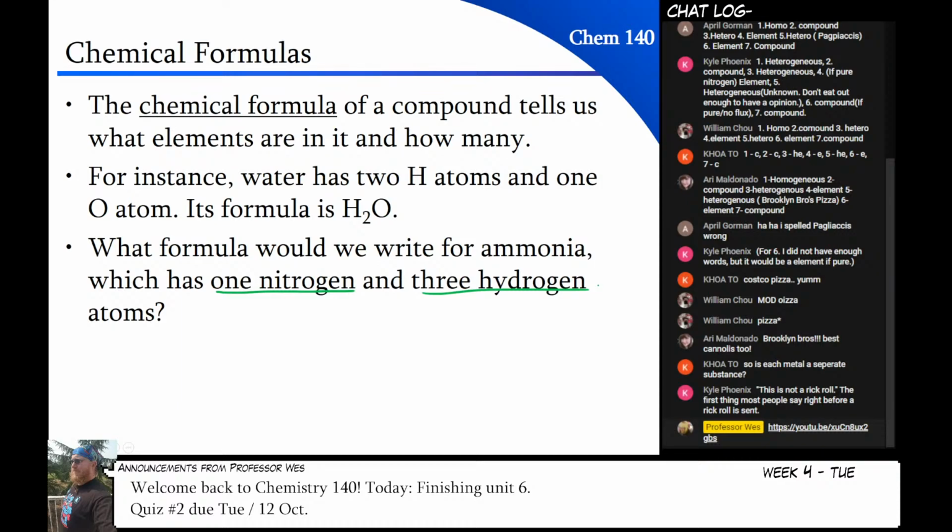Maya says that it's NH3. So we'll write that. NH3. There you go. Good job, Maya.